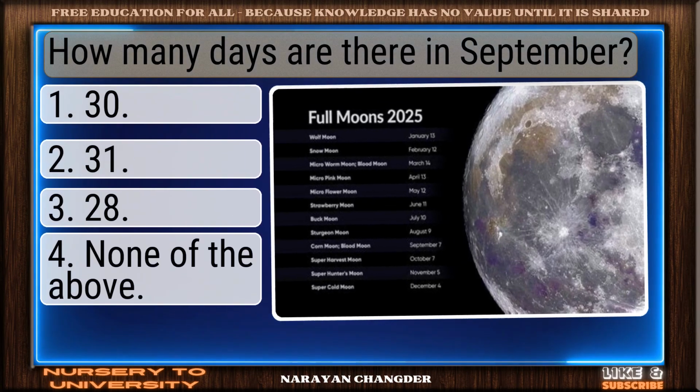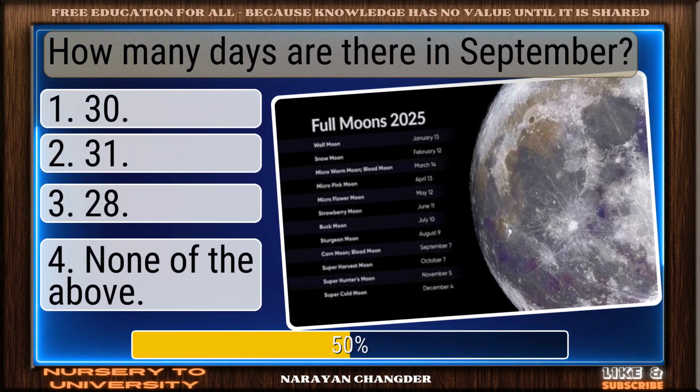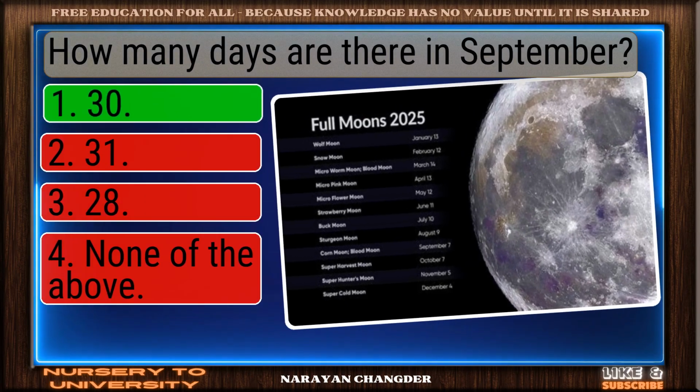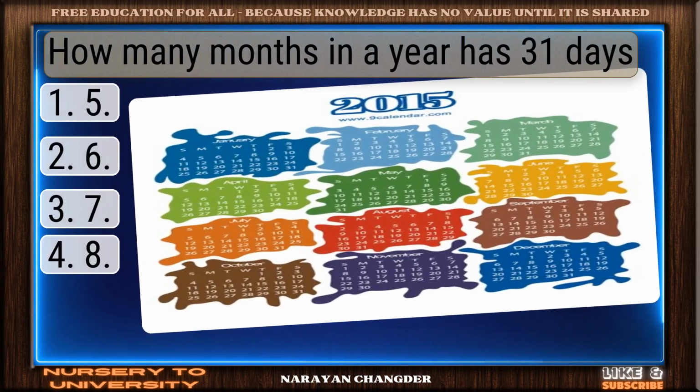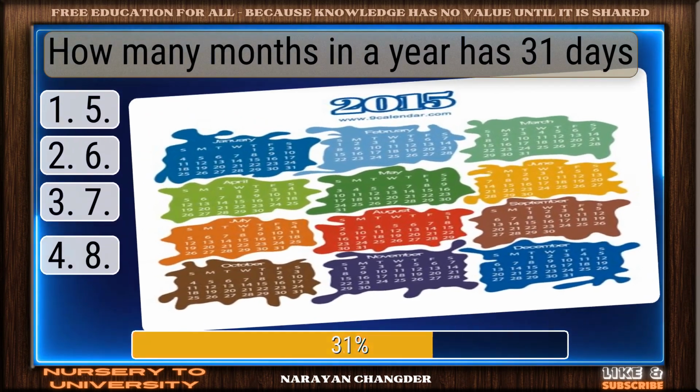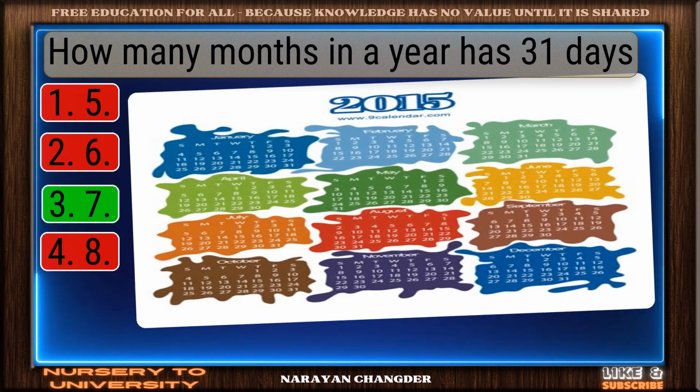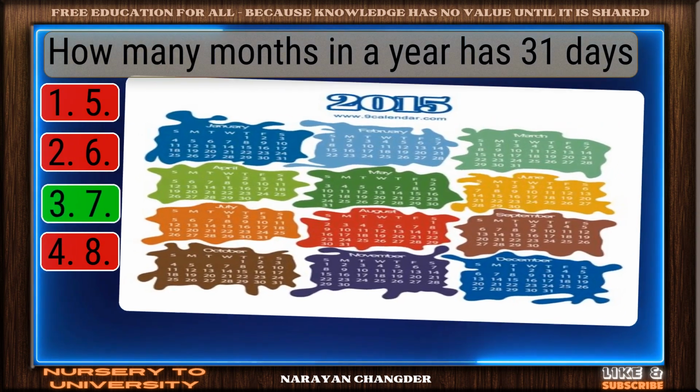How many days are there in September? Good job. Your answer, 30, works well here. How many months in a year have 31 days? Perfect. 7 is the correct choice.